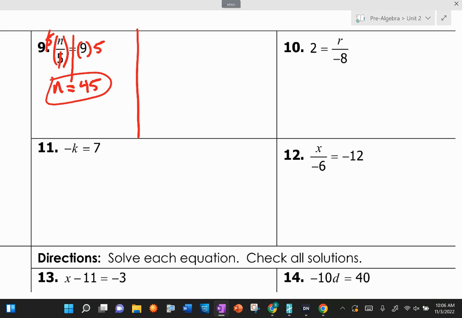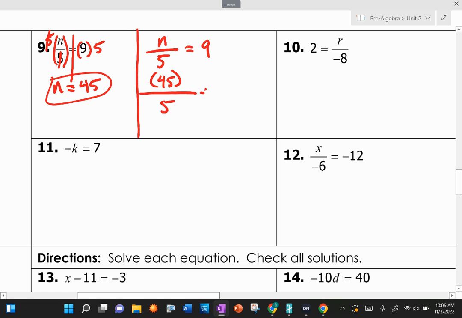If you're the same sign, positive. It doesn't matter if those signs are positive or negative. Yep. Now to check, I'll do n over 5 equals 9. For n, I will plug in 45. And 45 divided by 5 is? There you go.